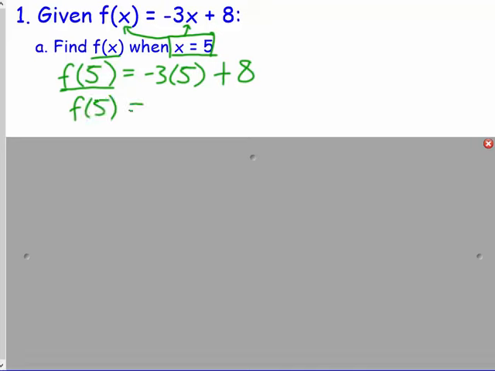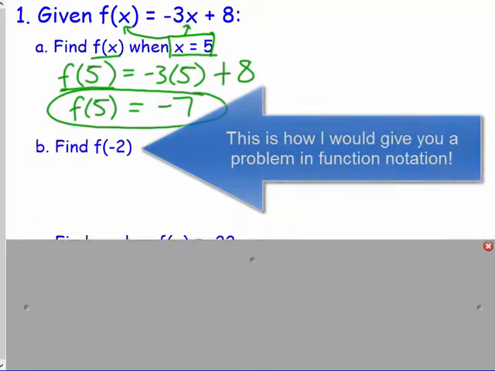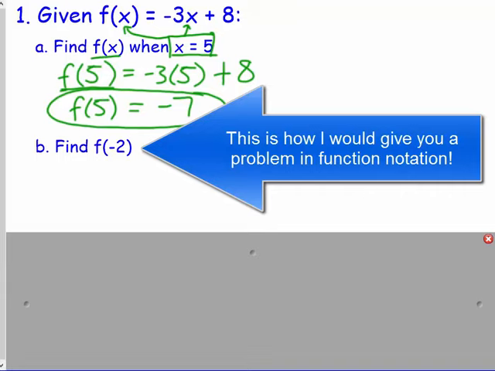This is like when you solve for it. f of 5 equals whatever negative 3 times 5 plus 8 is. And I say, well, negative 3 times 5 is negative 15 plus 8. I would end up with negative 7. My answer is negative 7, or f of 5 equals negative 7. Now this is where you start to see where it's a little bit of a shortcut for us in math.